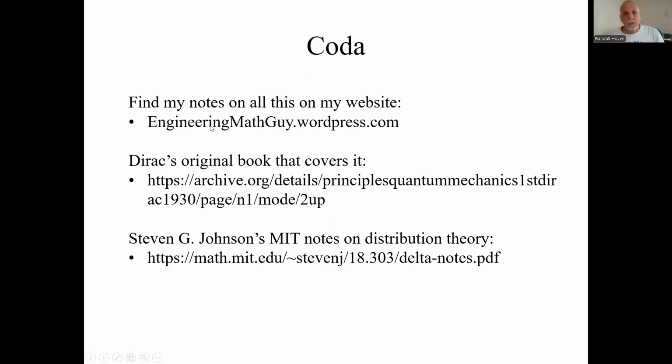Anyway, all this stuff is on my website. Here's the URL. Here's the URL for how to find Dirac's original book. When he talks about the Dirac delta function, it's like one little subset of one chapter in a whole book on quantum mechanics. And a good little write-up on distribution theory is an MIT professor's. Here's its PDF URL.